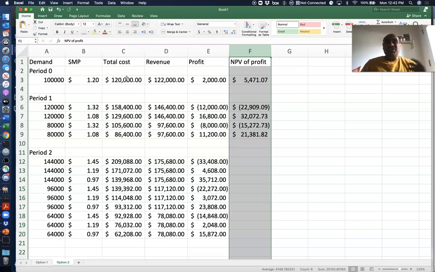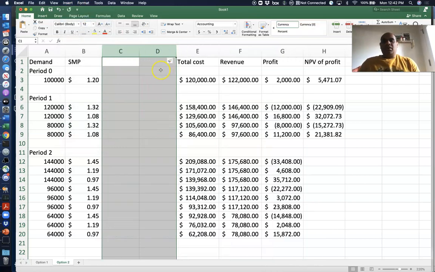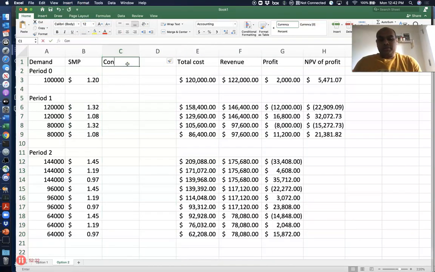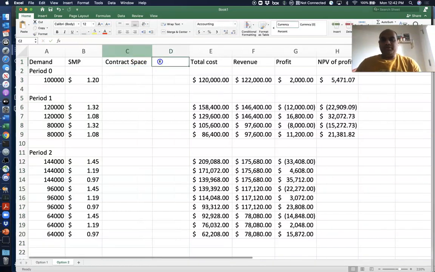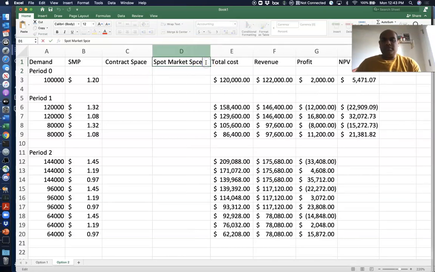But what's going to change is the spot market price. So if demand is 144,000, demand is more than 100,000, so the extra you're going to have to buy at the spot market price. Otherwise, everything else you'll buy at 100,000. So what we need to keep track of is, I'm going to add a couple of columns. I'm going to label these columns: contract space and spot market space. Maybe spelled incorrectly.